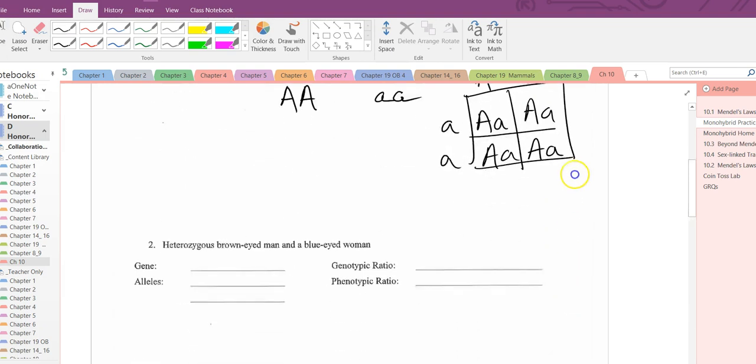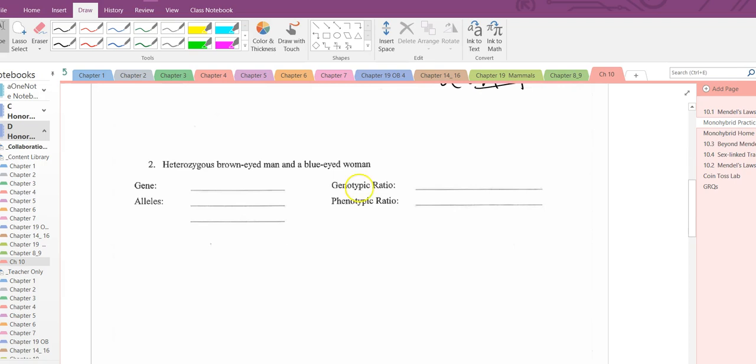Let's work another one. Heterozygous brown-eyed man and a blue-eyed woman. The gene is eye color. We're going to try to keep it simple today by just saying there's 2 alleles, even though we know there's 3. We're going to say only 2. We're going to keep it simple. Brown and blue. Brown is dominant. There are more brown-eyed people in the world than blue-eyed.